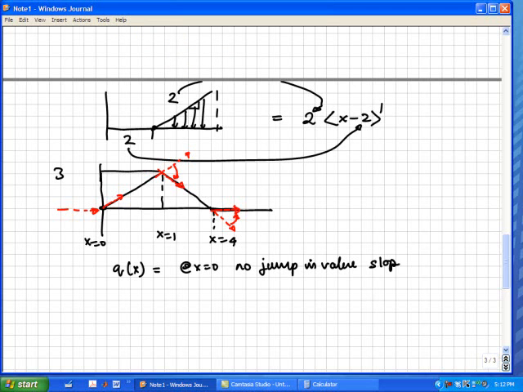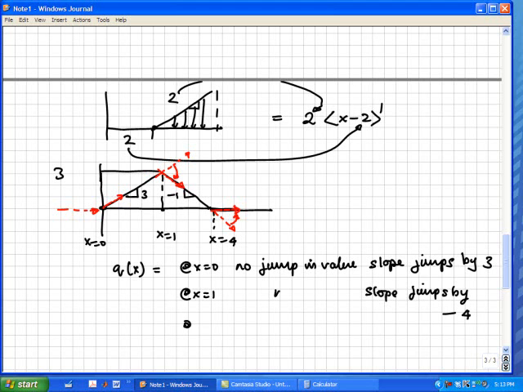Slope jumps by how many units? Let's see. Initial slope was 0 and then the slope jumps to what value? It jumps to 3 over 1, so this slope is 3, so it jumps by 3 units. Then at x equal to 1, no jump in value but slope jumps by, let's see, what's this new slope? This is 3 units, so this slope is minus 1. So it went from 3 to minus 1, so it jumped by minus 4.